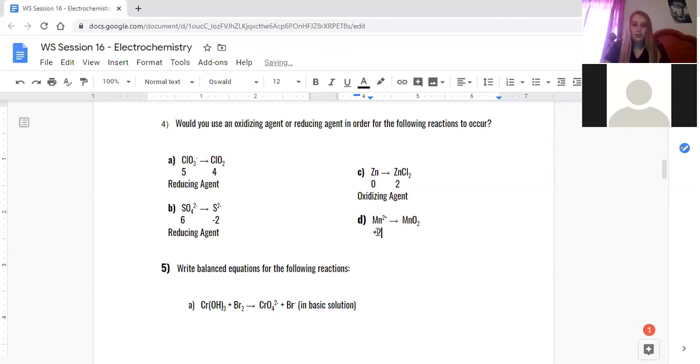Two, perfect. And then in the second part, what's it going to be? It's going to be 4, perfect. So am I going to need an oxidizing or reducing agent? Oxidizing, perfect, because it's being oxidized, so it needs an oxidizing agent to make it be oxidized.